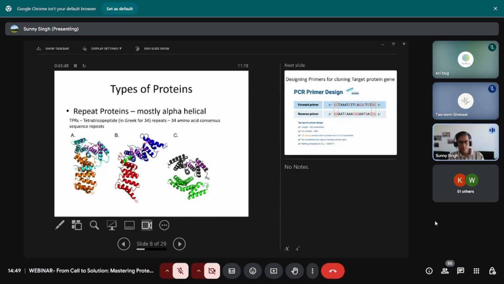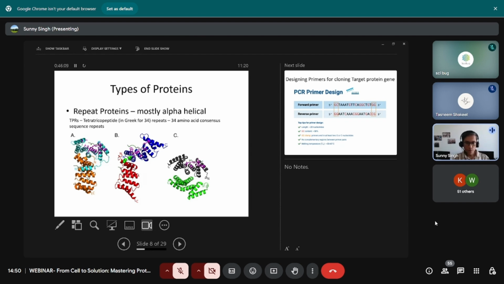So now, types of proteins. Just to give you an overview, these are TPRs, these are repeat proteins. As you see, they are spiral, spiral, spiral, like ribbons, twisted, twisted, twisted, like the right-handed alpha helix of a DNA. I have shown them in the ribbon form, the cartoon form.